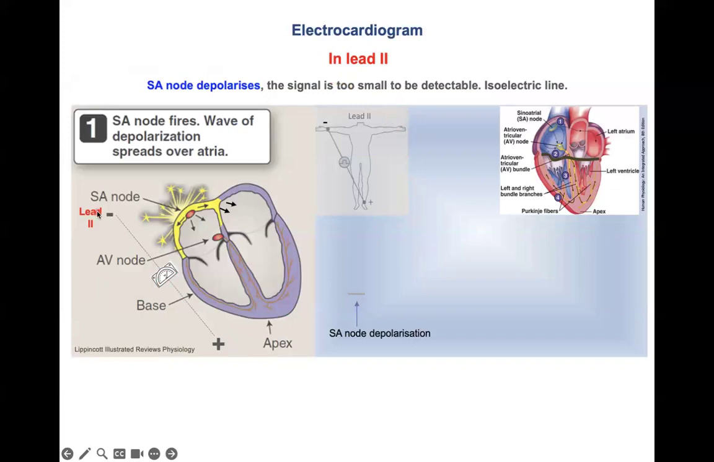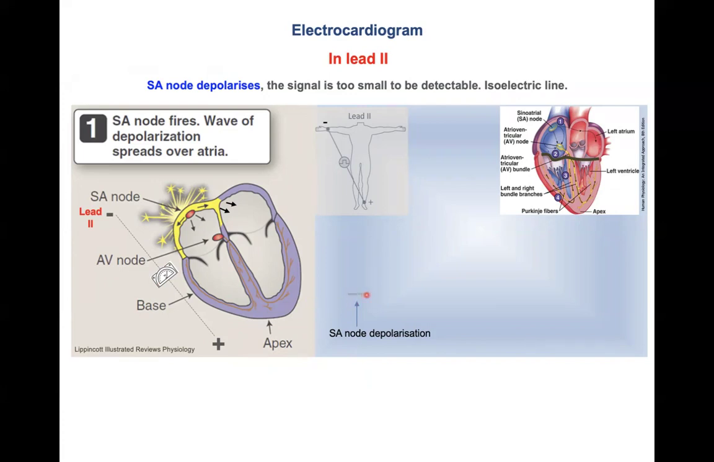Remember, in lead 2, the minus electrode, the negative electrode is here, plus electrode is here. SA node triggers the first signal. You would expect a deflection. This would be logical to assume. However, the mass of the SA node is so small, the number of cells is so small relatively, so it produces no signal. The signal is so weak. We see no voltage reading in ECG.